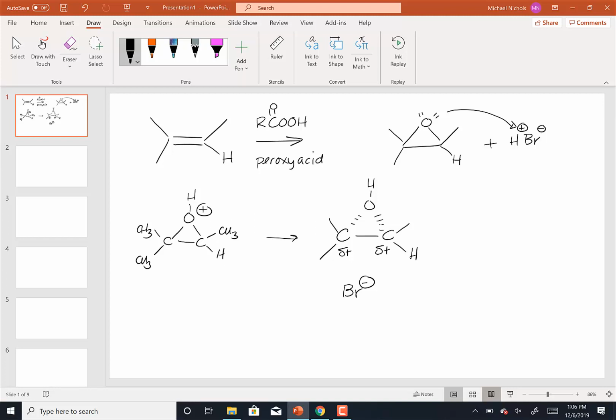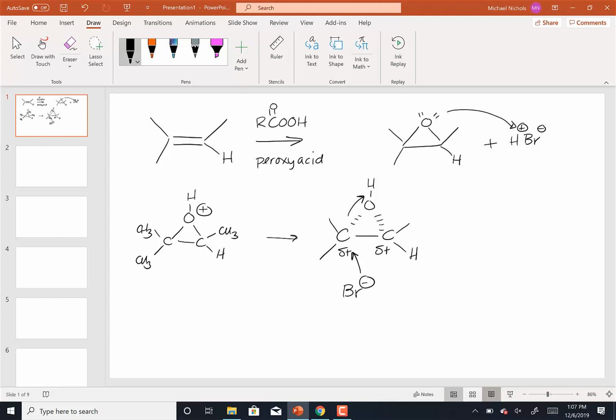Yeah, that's what substituted means: it has the most alkyl groups. But in terms of charges, the most substituted carbon is going to have the most delta plus charge. And so the bromine is going to add to that carbon that has the most substituents, the most delta positive charge, and then the oxygen is going to swing over just like it would in a bromonium ion.